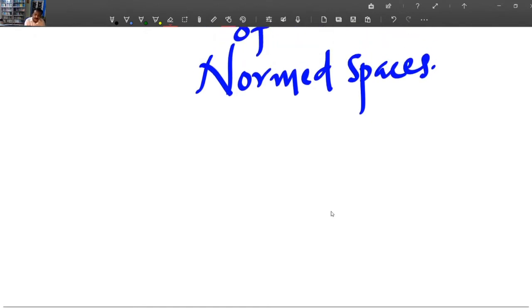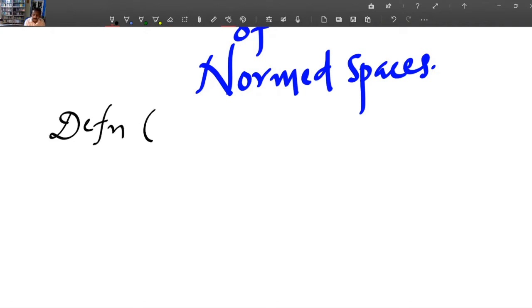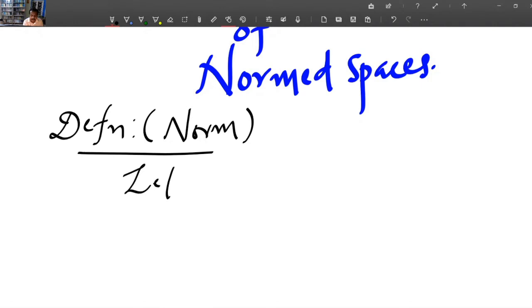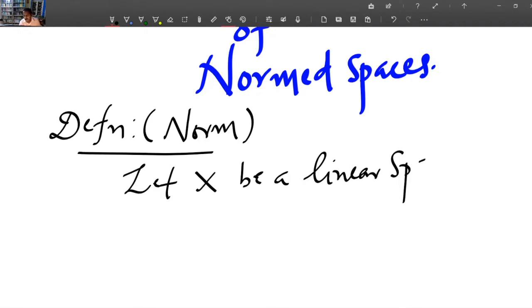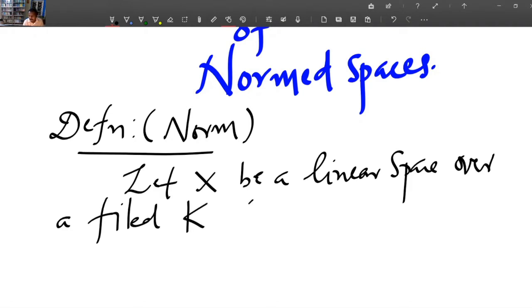So we are defining norm, the definition of norm. Let X be a linear space over a field K. This field K may be R or C, a set of reals or a set of complex numbers.